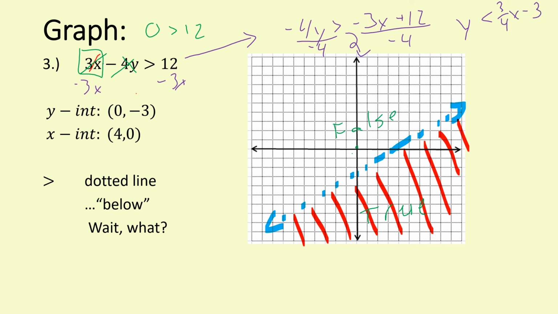So anytime we see a negative that's attached to the y, like it is here, that sign really flips the other way. It becomes a less than sign. All right, that's why it's below. If you keep that in mind, that trick always works.